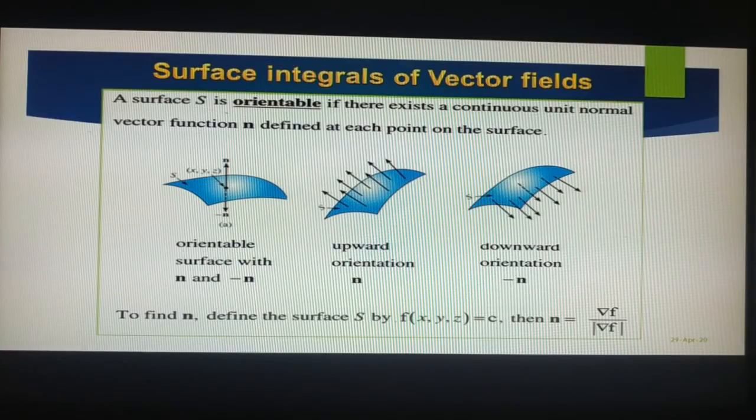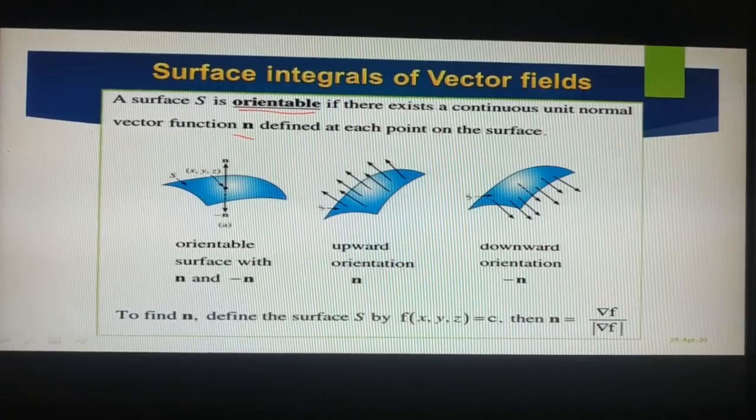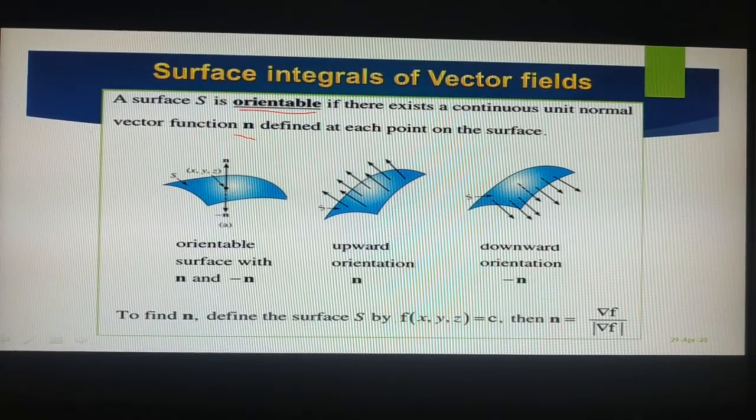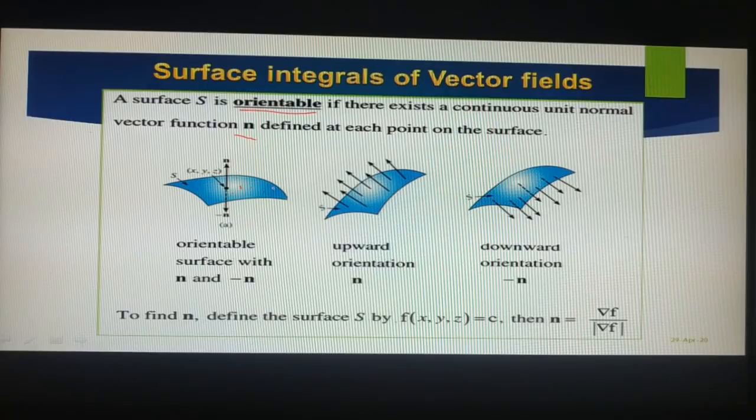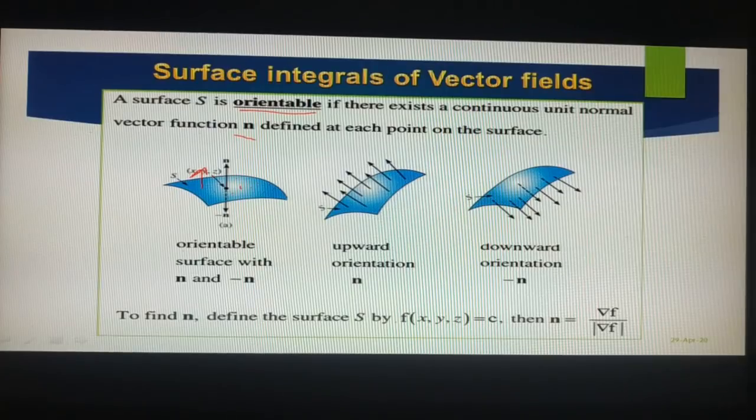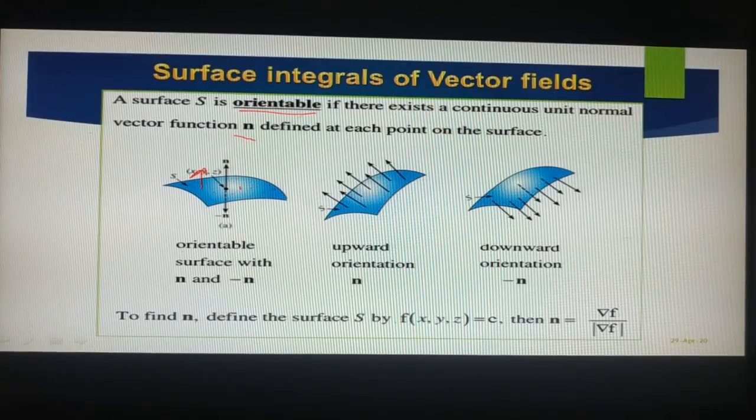A surface S is orientable if there exists a continuous unit normal vector function n defined at each and every point on the surface. So what is the meaning of this? I have a surface here, and there are some points on the surface. At each and every point, if I am able to find that unit normal vector function, then that will be orientable.